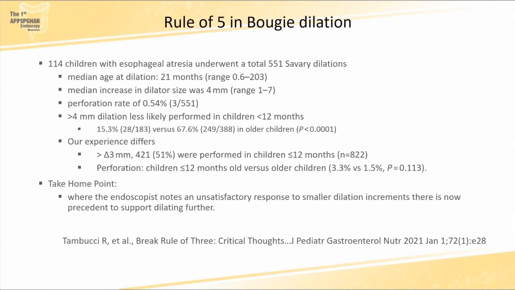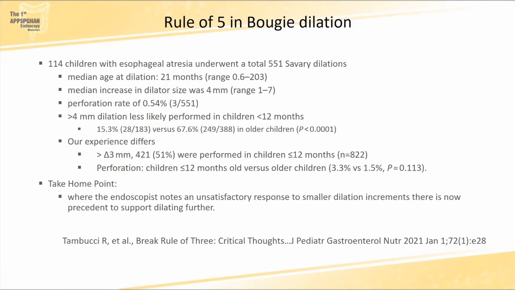A follow-up of our manuscript was done by Tambucci et al., who, in a letter to the editor, reported their experience with bougie dilations. They looked at 114 children and a total of 551 savory dilations. They reported a median increase in dilator size of 4 millimeters with a range of 1 to 7. Their perforation rate was 0.54%. They concluded that dilating to 4 millimeters with bougie dilations appears safe. They did put a word of caution that only 15% of their dilations greater than 4 were done in children under a year of age.